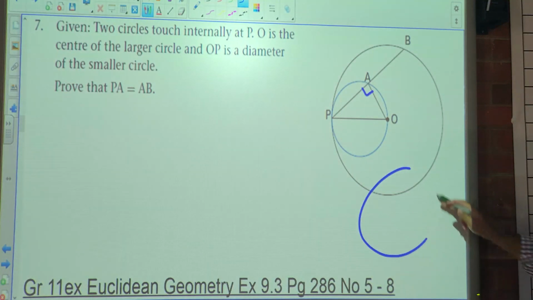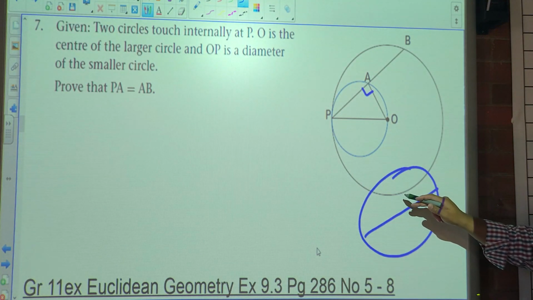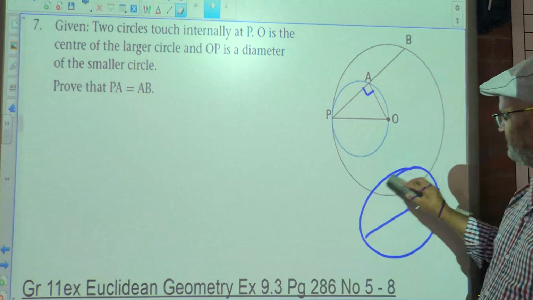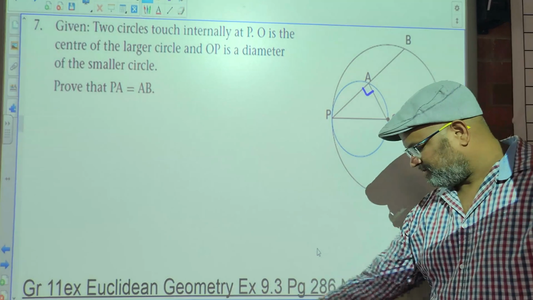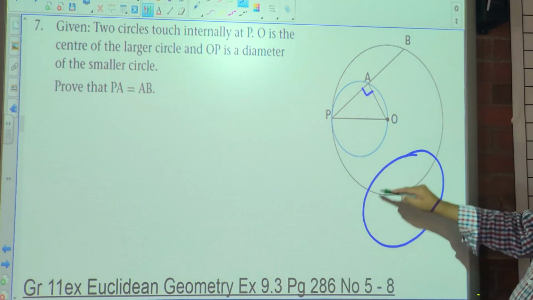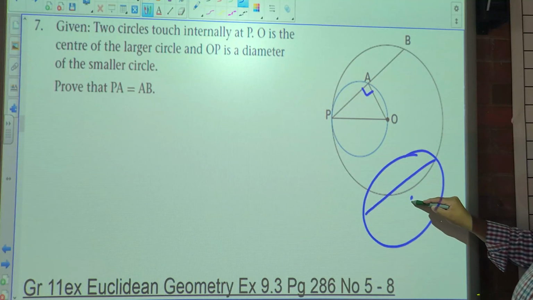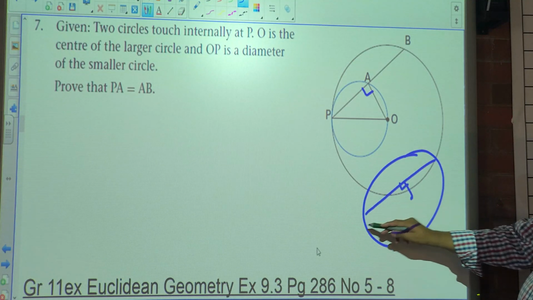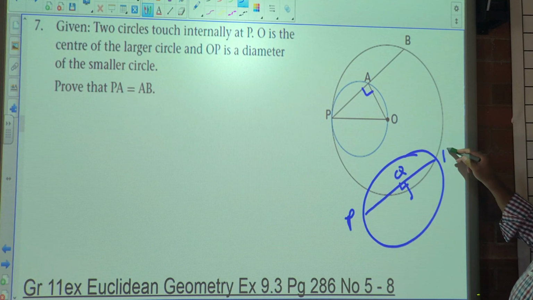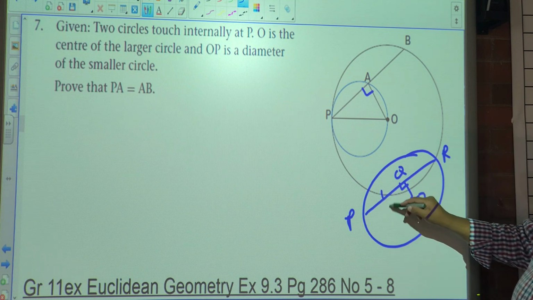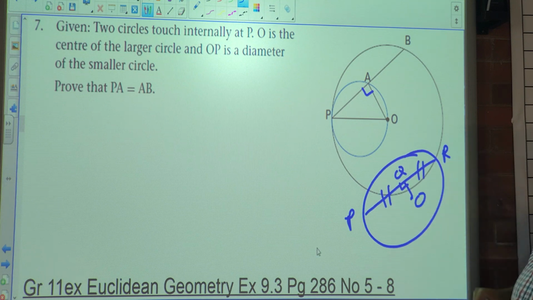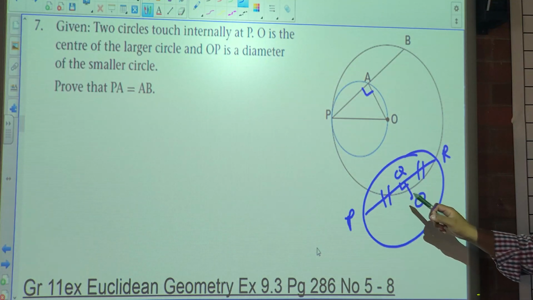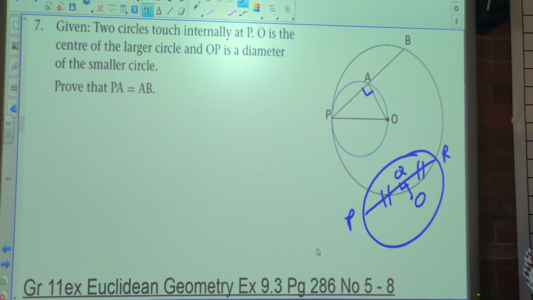Now if we got a circle here, from the center to that point, this is 90. And what do you know about PQR? PQ is equal to QR. Why? Perpendicular from center to chord bisects the chord.